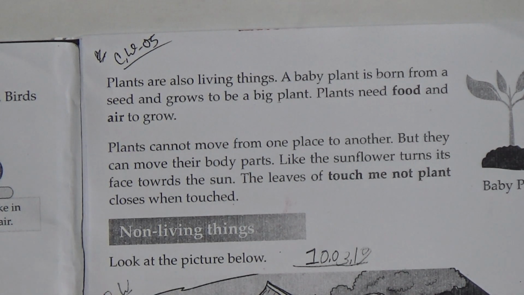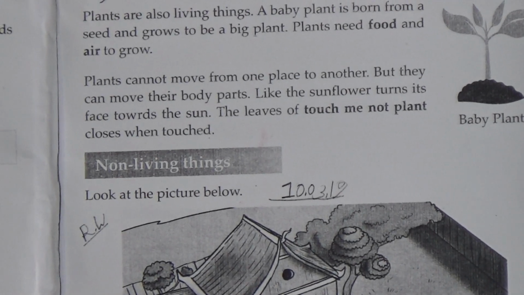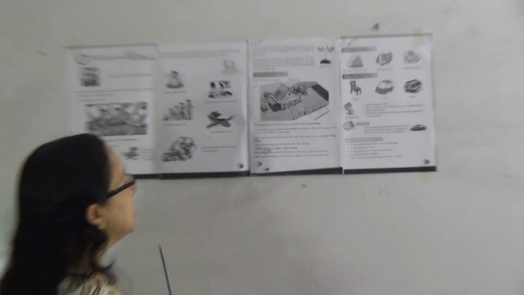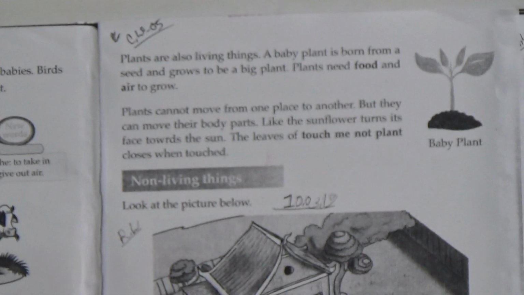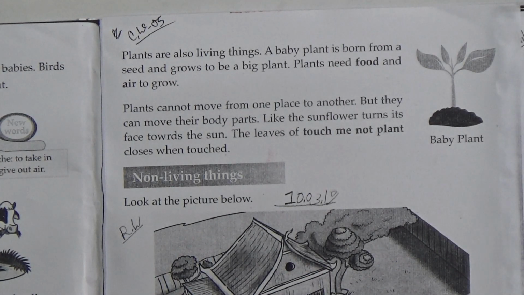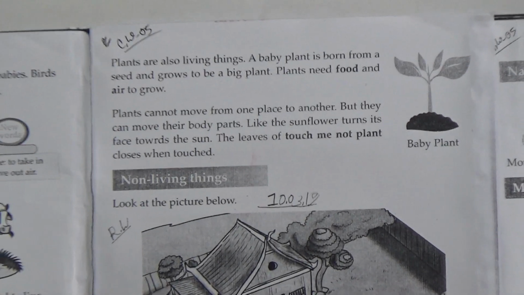So, a plant cannot move from one place to another, but it can move its body parts like its leaves, its branches and its trunk. So, a sunflower can turn its face towards the sun, and also when we touch a touch-me-not plant, it closes its leaves.